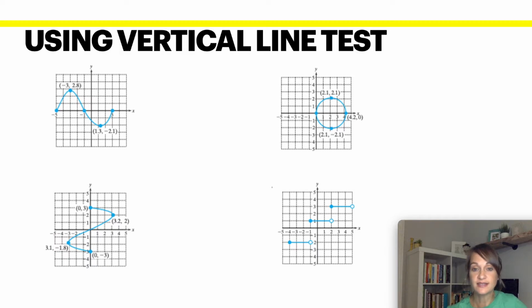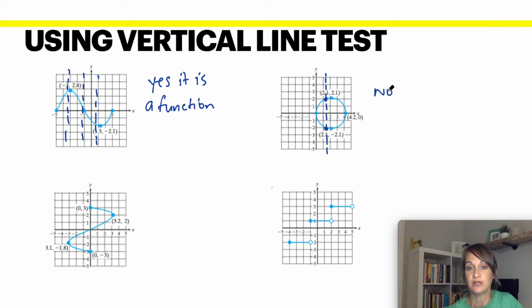Using the vertical line test, you can also determine if a relation is a function. What you're to do is to draw vertical lines going through the graph. If it crosses only once, then it is a function. So for example, in this case, this would be yes, it is a function. However, on the second one, if you were to draw a vertical line, it crosses here and it crosses here. So therefore the answer would be no, not a function.